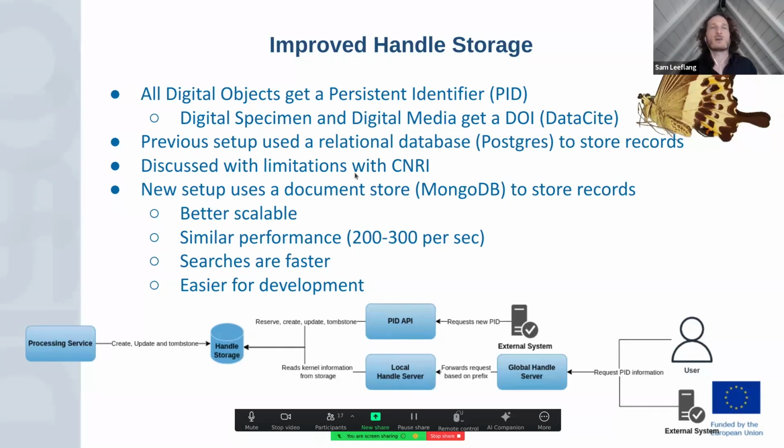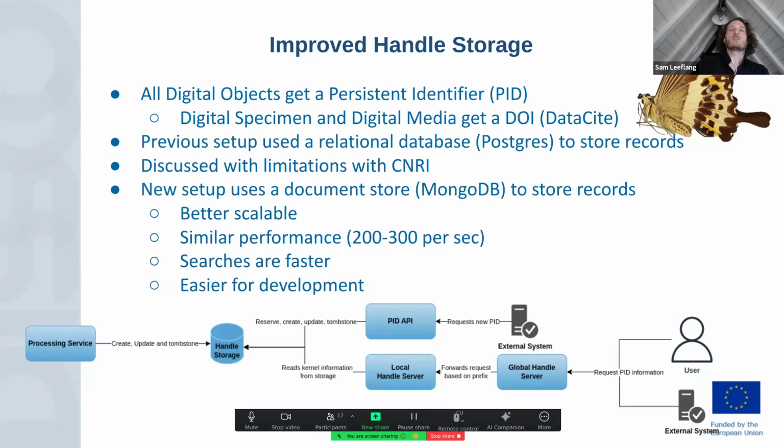So we had discussions about these limitations with CNRI and requested them to support additional storage options for the local handle server. And yeah, I think they agree with us, and we're in the process of increasing the options for handle storage themselves as well. So we're now probably the first tester for a different kind of setup where we use a document store, MongoDB, to store our handle records, which is yeah, we're a bit trailblazing there.